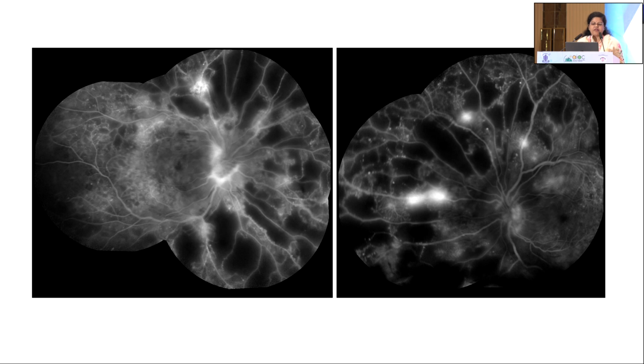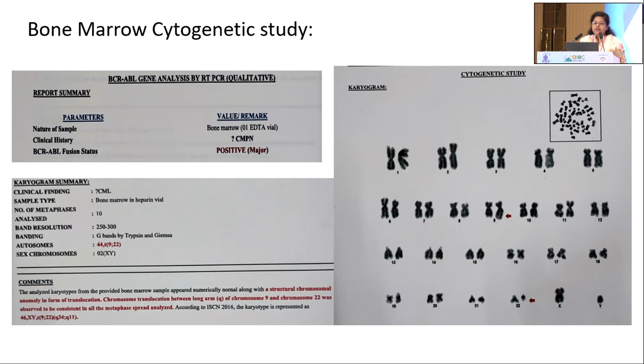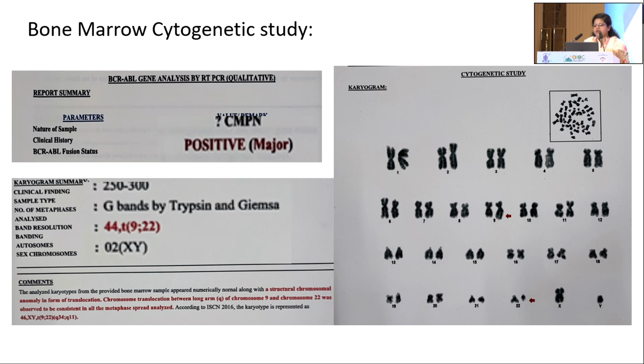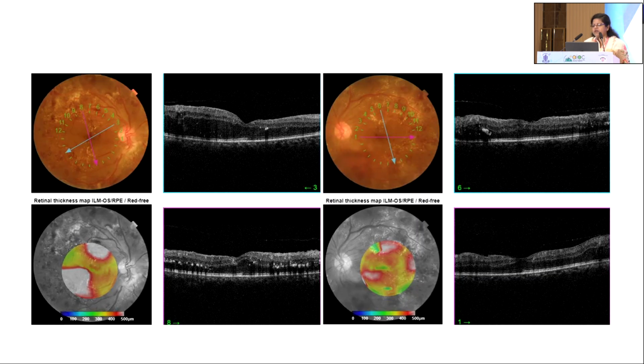the angiography picture. As we can see, this is extensive ischemia in all quadrants. Luckily, the macula area is a little bit spared, but there is an extensive CNP area along with neovascularization in other areas. So on cytogenetic study, it is confirmed that it is a CML case, and with all this, this is the OCT picture with macular edema.